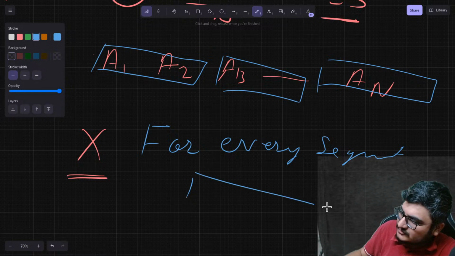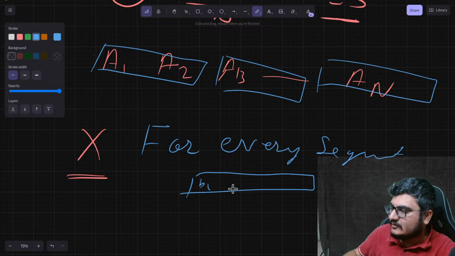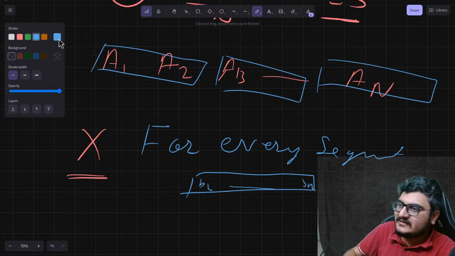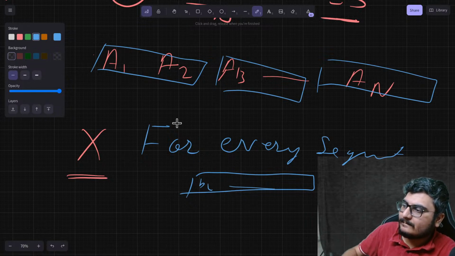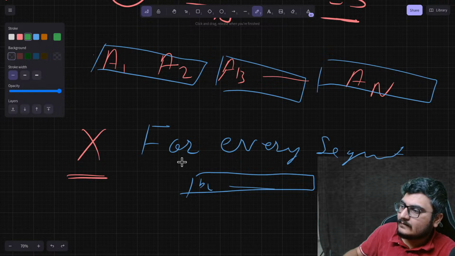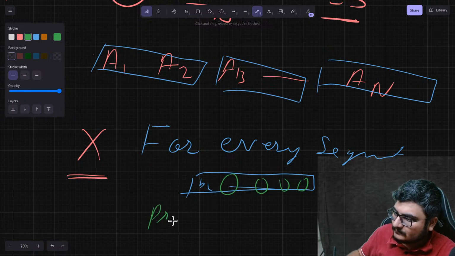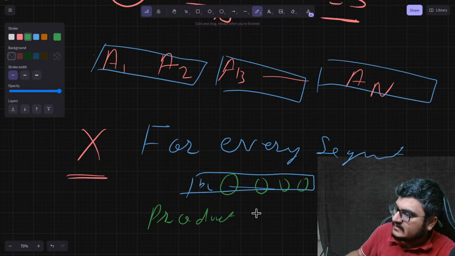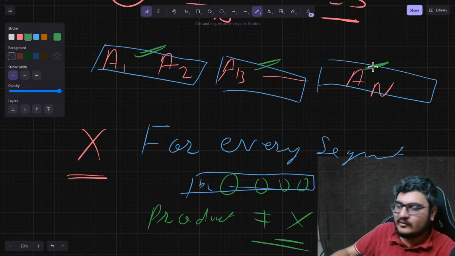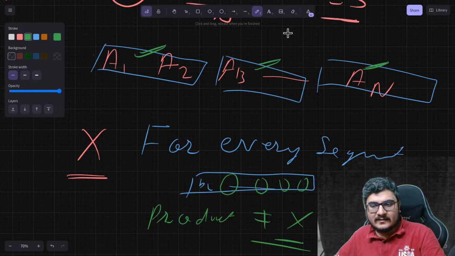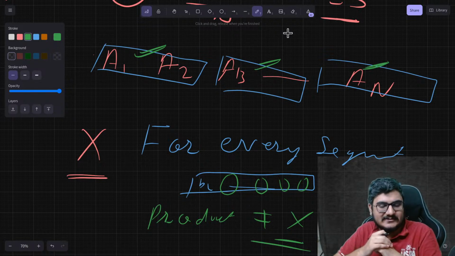let's say this is the segment we have chosen, BL to BR. If we pick some numbers from here, and in every segment we fix some numbers and look at their product, it should not be equal to x. And this should hold for every such segment. There is no way you can get product equal to x by picking up some numbers from each segment. And it says you should find the minimum number of such segments.